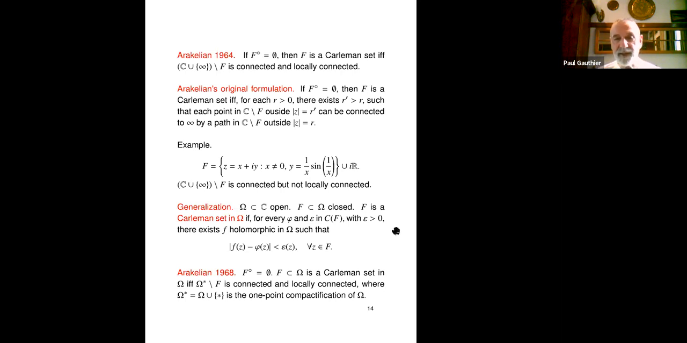So Arakelian extended, a couple of years later, his theorem on approximation by entire functions to approximation by functions holomorphic in omega. Using the topological characterization which I gave, it's a lot easier to state. It's stated exactly the same way: if and only if omega star minus F is connected and locally connected, where omega star is the one-point compactification of omega.